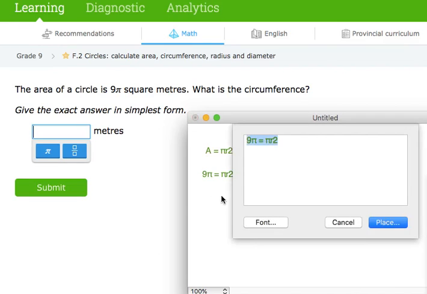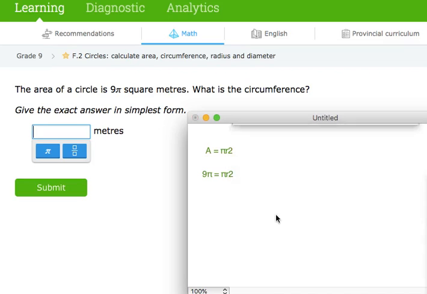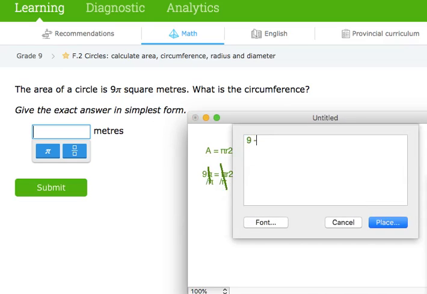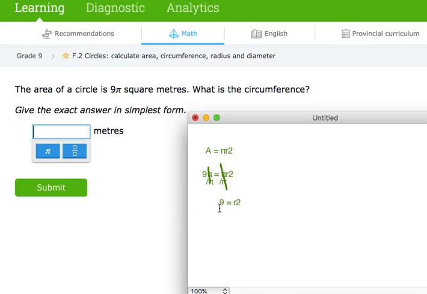Let's divide both sides by pi first to get that pi out of there. Divide both sides by pi to get pi out of the equation. And then that leaves me just with 9 equals r squared, because all these pi's cancel out. So I know 9 is equal to r squared, r to the power of 2. And if I want to know what r is, then I'm going to square root both sides.